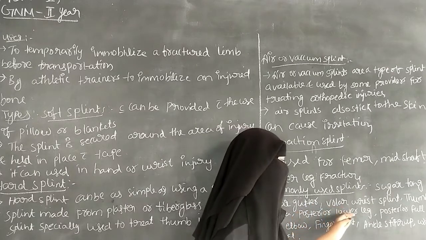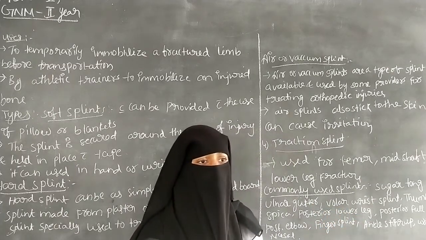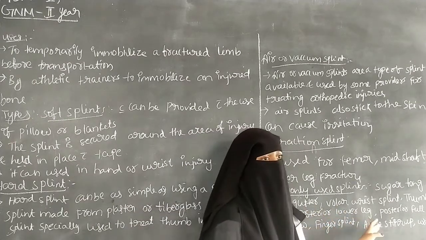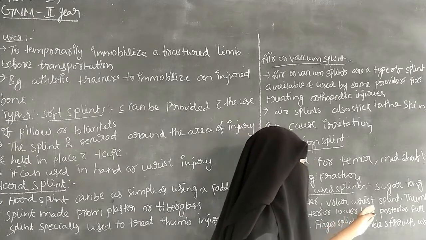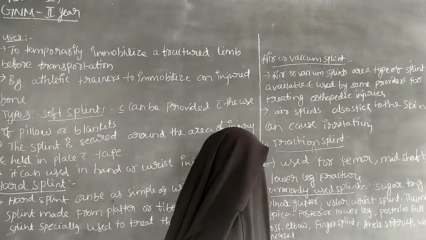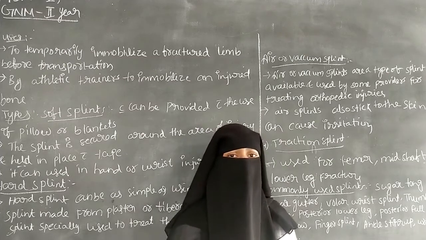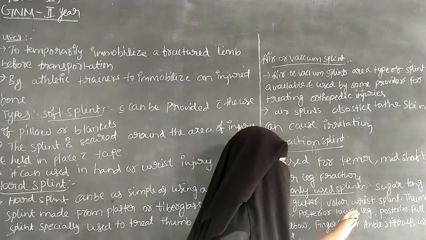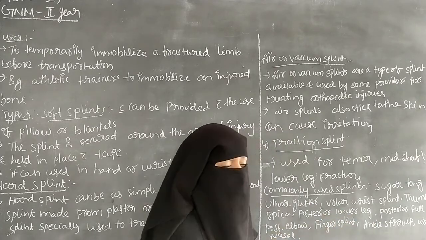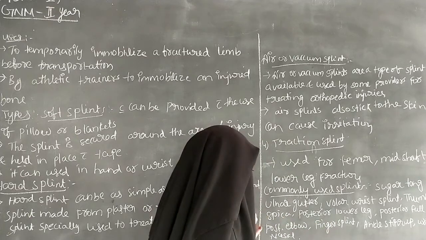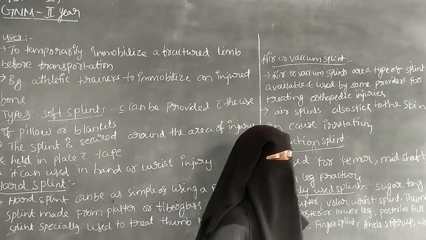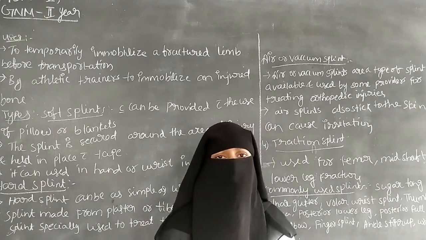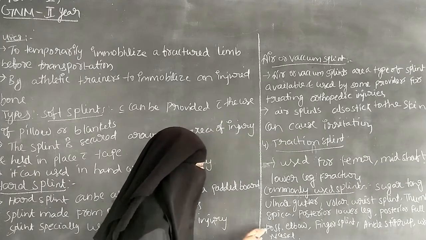And the posterior lower leg splint. If an injury has occurred at the posterior side of the lower leg, the posterior lower leg splint can be used. And next one is the posterior full leg. If the leg is fully damaged posteriorly, the posterior full leg splint has to be used. And the next one is the posterior elbow. If an injury has occurred in the elbow, we can use the posterior elbow splint.